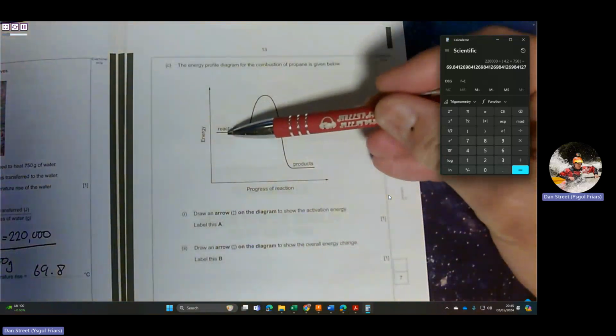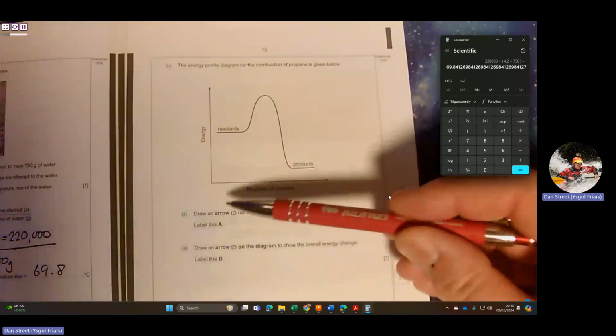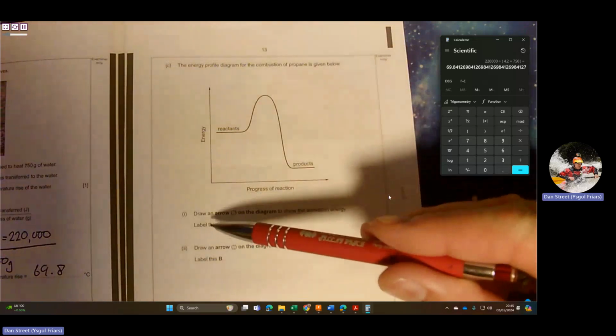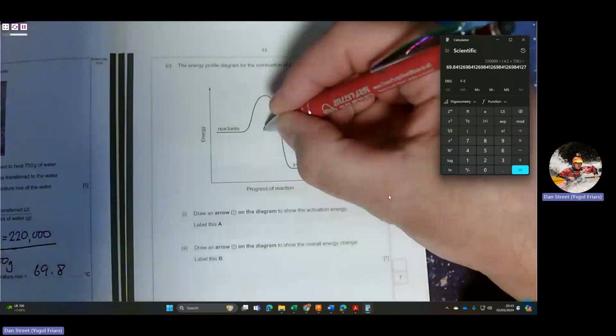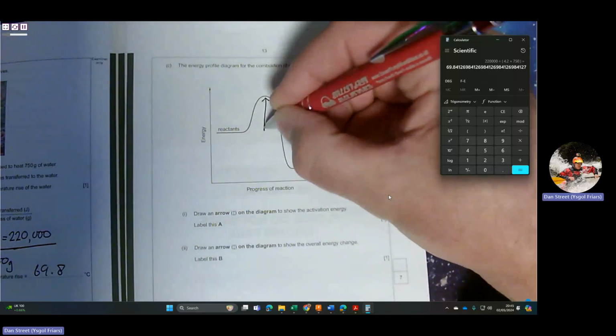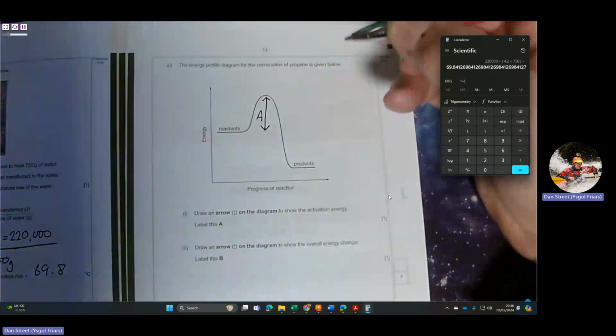Okay, the energy profile diagram for the combustion of propane is given below. So here this is the propane and the oxygen, and this is the carbon dioxide and the water we saw in the previous part of the question. Draw an arrow on the diagram to show the activation energy. Label this A. So the activation energy is the amount of energy you've got to put into the system to get it going. Okay, so that's the difference between the energy of the reactants and this peak. Okay, so we need to label that A, so it needs to be very clear.